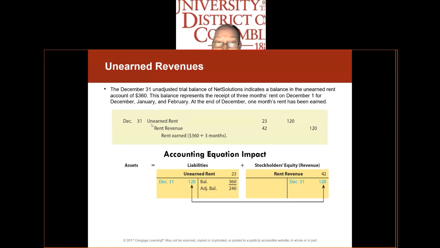At the end of December, I debit unearned rent to reduce the unearned rent account by $120, and I credit my rent revenue to increase my revenue by $120. The reason why it's $120 instead of $360 is because I'm earning revenue for only that 1 month. At the end of January and at the end of February, I would repeat the same exact entry.